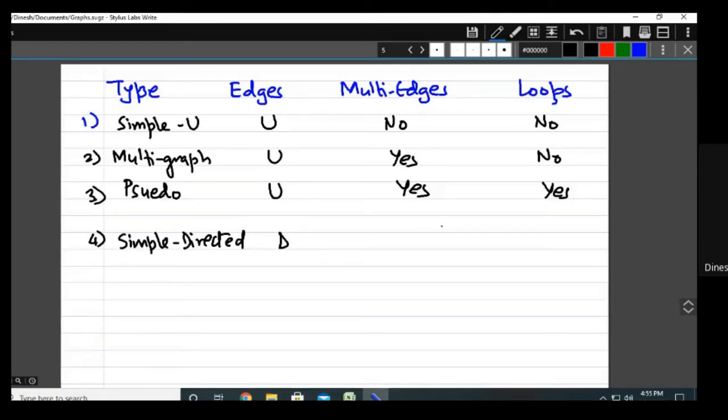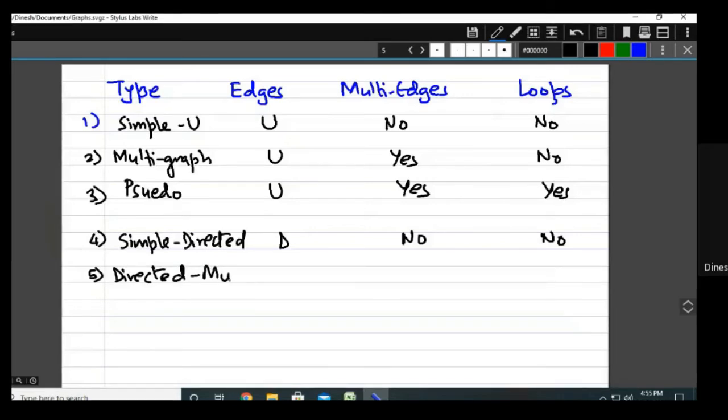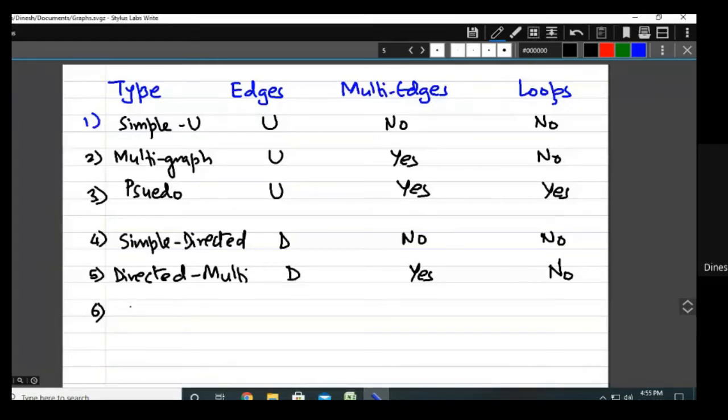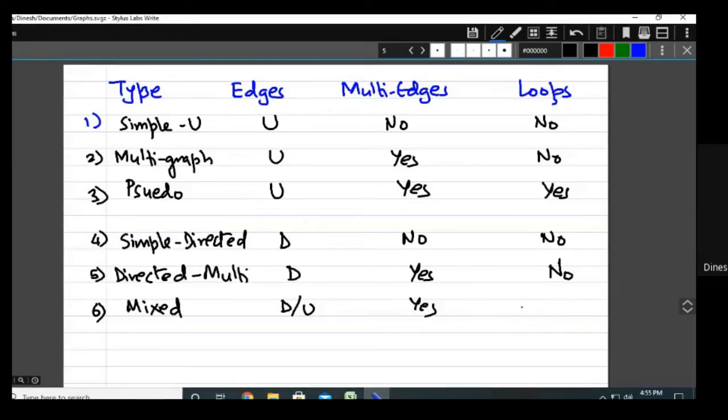Edges are directed. Multiple edges, no. Loops, no. Then comes the directed multigraph. Edges are directed. Multi-edges, yes. Loops, no. And last one is what? Mixed. Okay. So it can have directed, undirected, multi-edges, yes, and loops also, yes. Okay. So you can remember these 6 types.